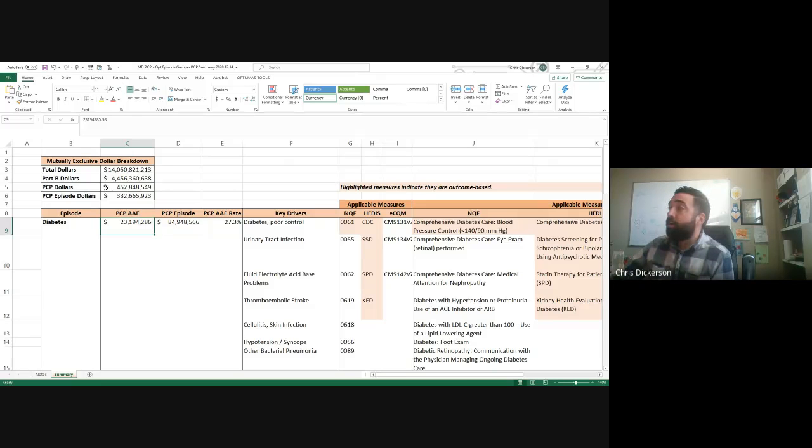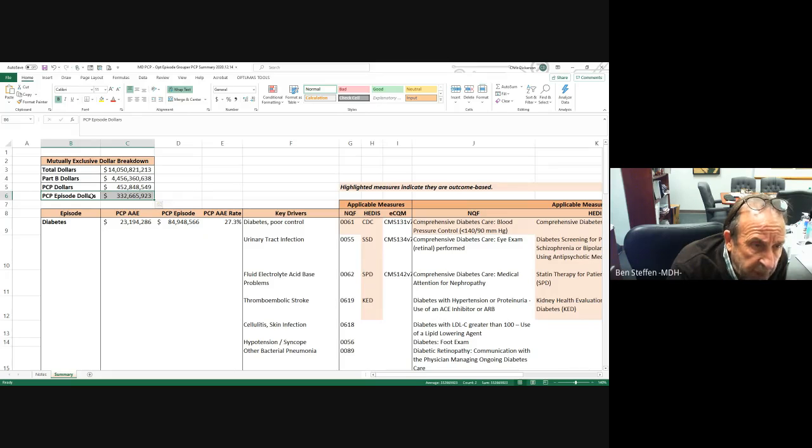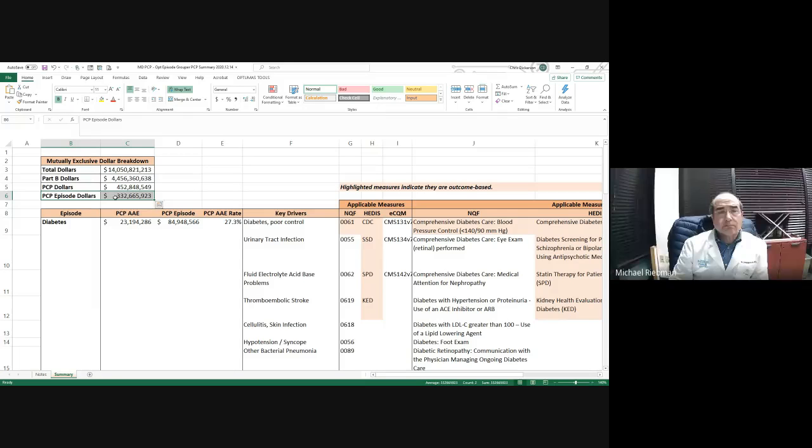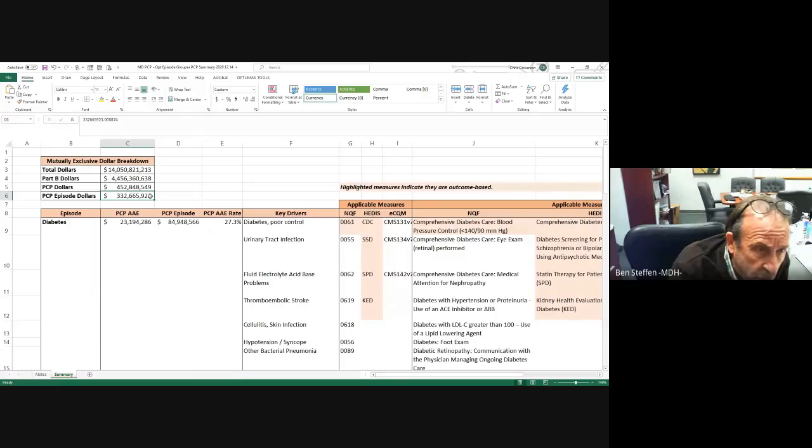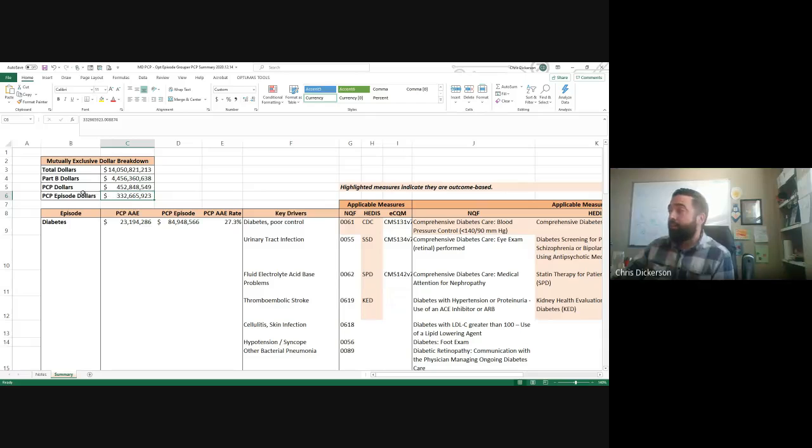The total dollars up here will include a small amount of Part D data, but it will not include any down here. This will be only services provided directly by PCPs. So it would not include any referred prescriptions or anything like that. And although you have the PCP episode dollars, you have the total episode dollars, which would be derived from the total dollars. Yes, we have that in our data, but we do not have that readily available in this summary. Okay, good. All right.